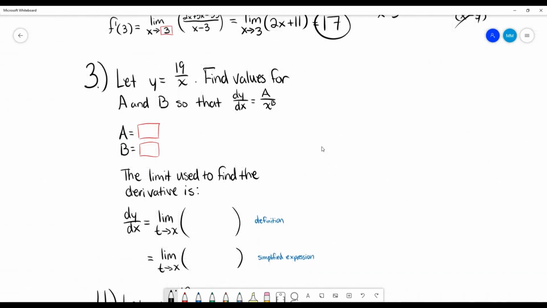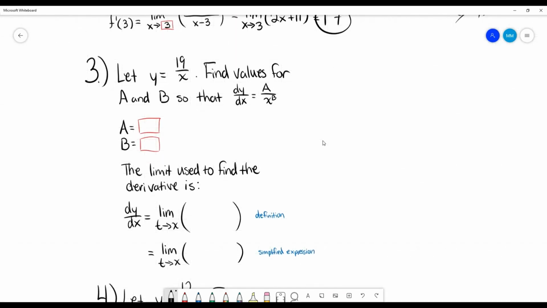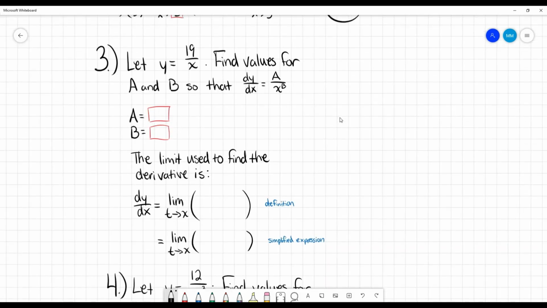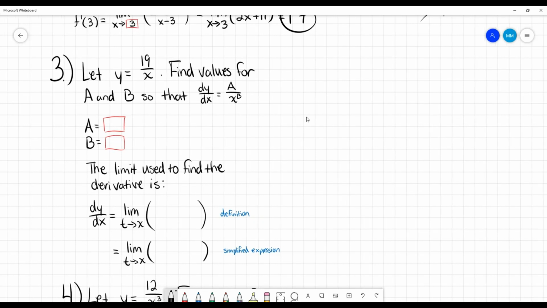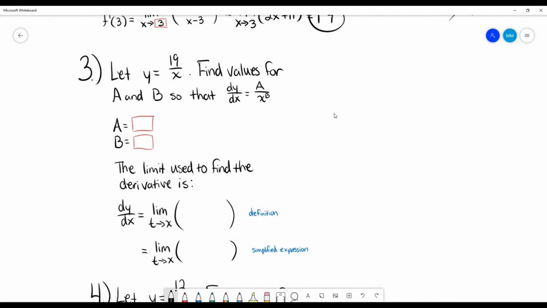All right, let's move on to number 3, and this one's a little bit trickier. Let's see if I remember how to do it. So they tell us that y equals 19 over x. We want to find dy dx, or the derivative of y in terms of x, where we have some value of a over x to the power of b.